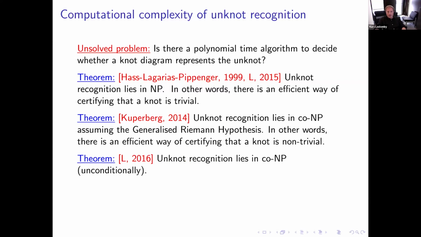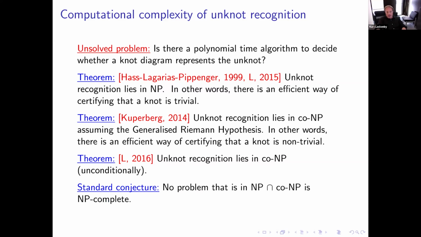I, however, removed GRH and unconditionally showed that unknot recognition lies inside co-NP. I used quite different techniques. They were inspired by work of Agol, suggestions of Agol, which used these so-called sutured manifold hierarchies to certify that the knot is non-trivial. That said, though, Kuperberg's work is still extremely important, and in fact, the generalized Riemann hypothesis is assumed in various other recognition algorithms in three-manifold theory. For example, recognizing the three-sphere.